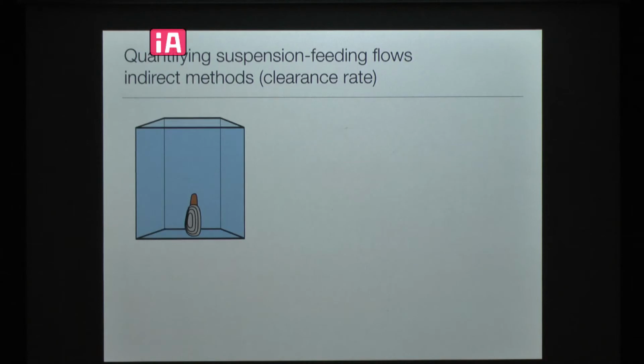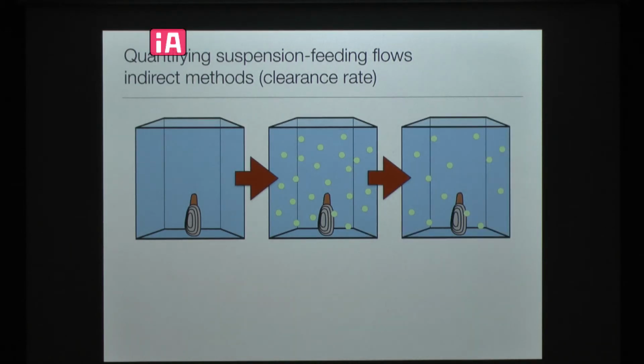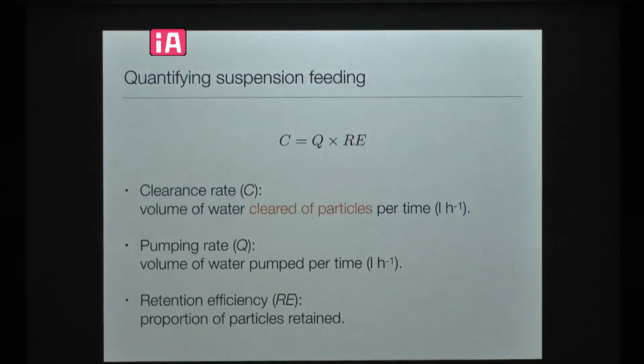So for all these reasons, it's important to quantify suspension feeding, and people have been trying to quantify suspension feeding for a long time using various methods. The most common methods are the so-called indirect methods, which measure a clearance rate. Basically the idea is you take a tank and you put in your suspension feeding organism, and you add some particles, such as phytoplankton or some kind of organic or inorganic particles, and then over time the suspension feeder will feed and decrease the concentration of these particles. By taking the concentration over time, we get some measure of suspension feeding activity in the form of a clearance rate, which is the volume of water that's cleared of particles per time.